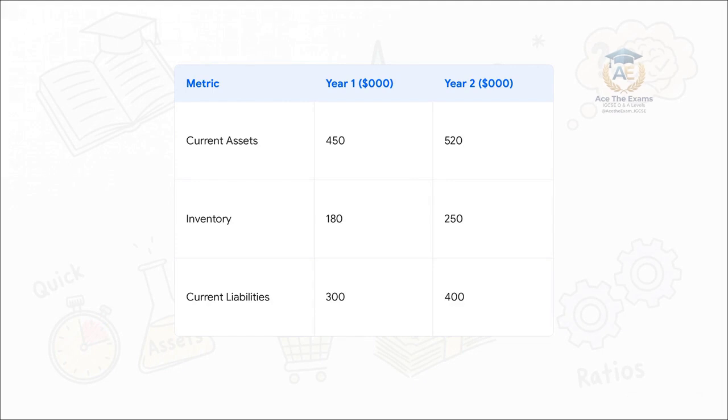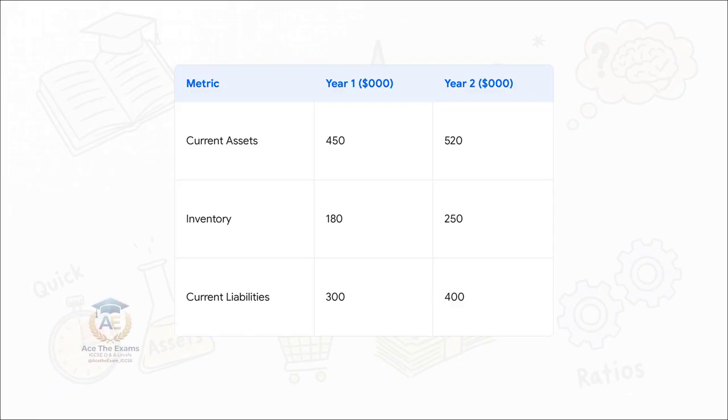Okay, for year 1, our current ratio is our current assets of 450 divided by current liabilities of 300. Simple enough. That gives us 1.5 to 1. Now the acid test takes that 450, subtracts the 180 of inventory, leaving us with 270. 270 divided by 300 gives us 0.9 to 1. Make sense? Now let's look at year 2.